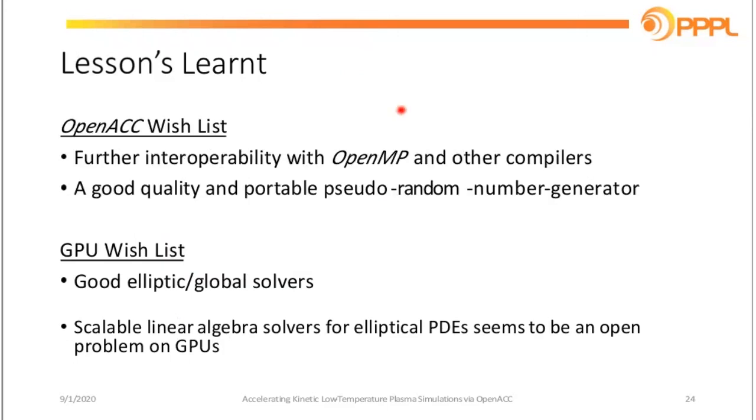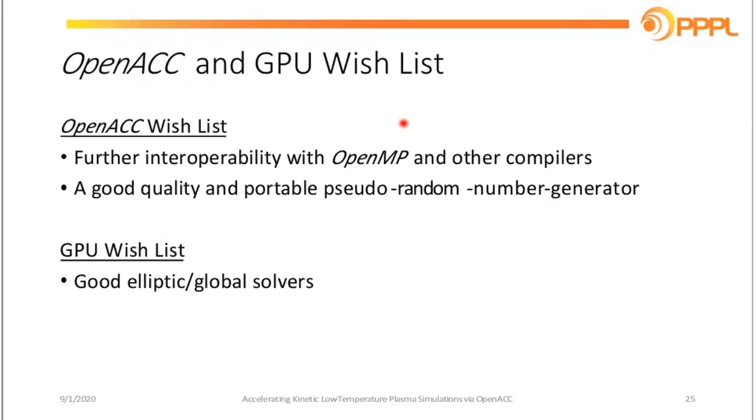So just the final few points I want to make is sort of our OpenACC and GPU wish list. I think the first one is probably pretty standard among many users, is further interoperability with OpenMP and with other compilers, with OpenACC. And the way I understand it from my admittedly limited experience is that these two standards are coming together in some sense. So we'd love to obviously see OpenACC working on Intel compilers, effectively to the point where these things become the same.